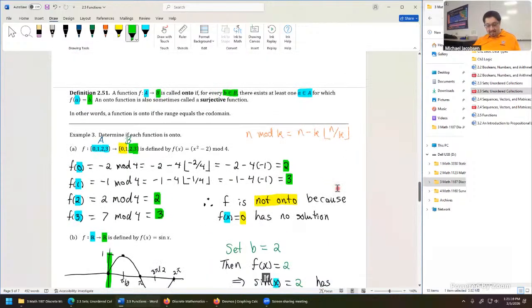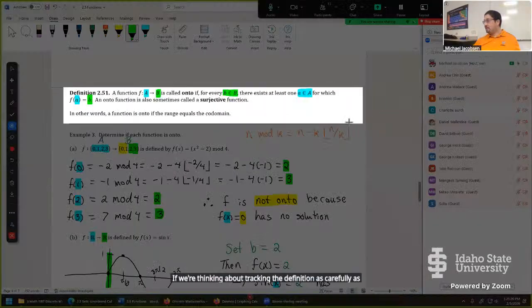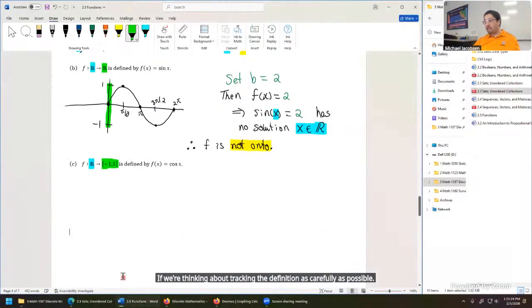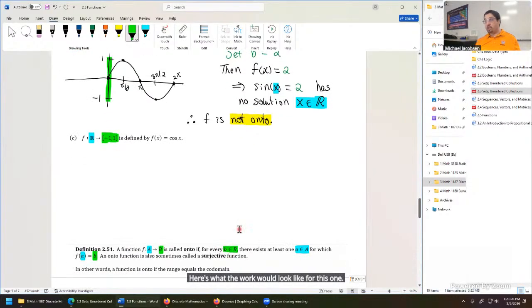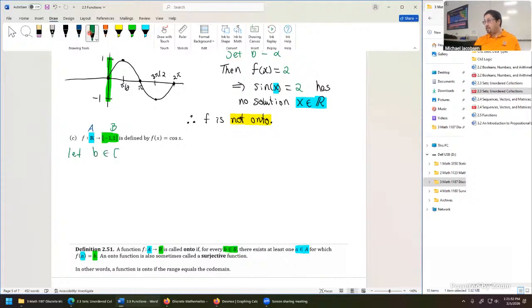If you're thinking about tracking the definition as carefully as possible, here's what the work would look like for this one. So here's our definition. Let's follow our nose on this. It's going to be onto if for every element B in this set from -1 to 1, we can find an element A in this set, that's the entire real number line, such that f of A equals B. So let's start by just saying let B be in the set from -1 to +1.